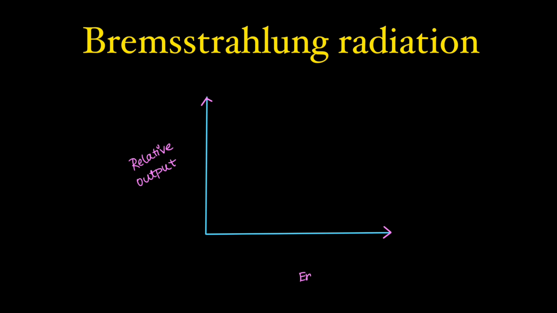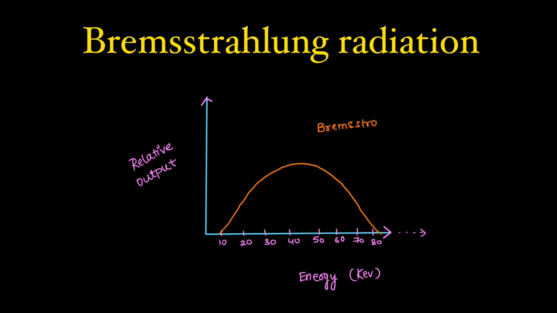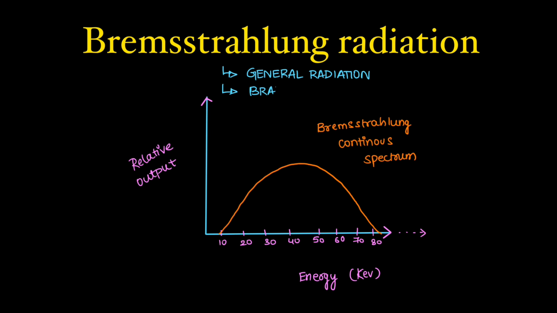X-ray from Bremsstrahlung radiation is heterogeneous, containing X-ray photons of different energies. So we'll graph it out, where the y-axis shows relative output and the x-axis shows the energy in kiloelectron volts of X-ray photons. So the graph is somewhat like this, where photon energies are distributed in almost all energy levels. It's called a continuous spectrum. Hence, Bremsstrahlung radiation is also called general radiation, or because of its mechanism, it's also called braking radiation. These are the other names of Bremsstrahlung radiation.